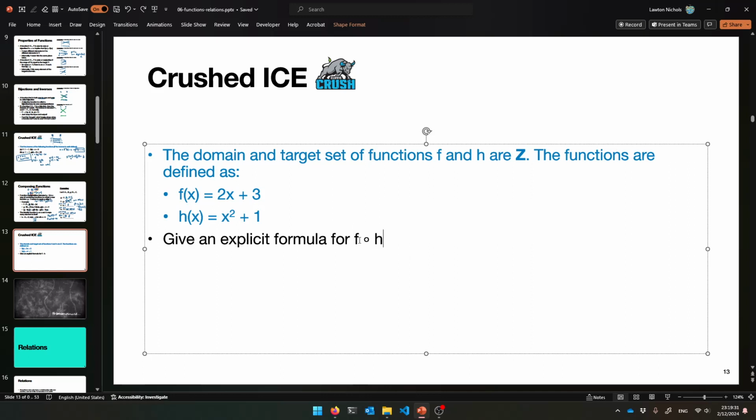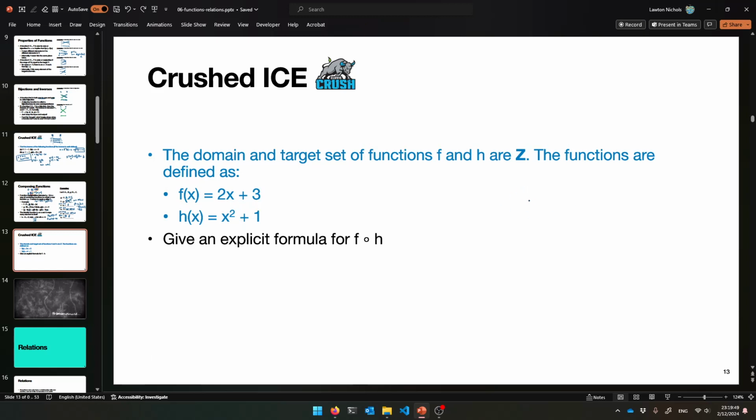So do h first to some value. Try to plug them in here and see if you can come up with a mathematical formula for what happens when you do f composed with h. Try to get rid of all the f's and the h's, like only have math at the end. So can you solve for that?